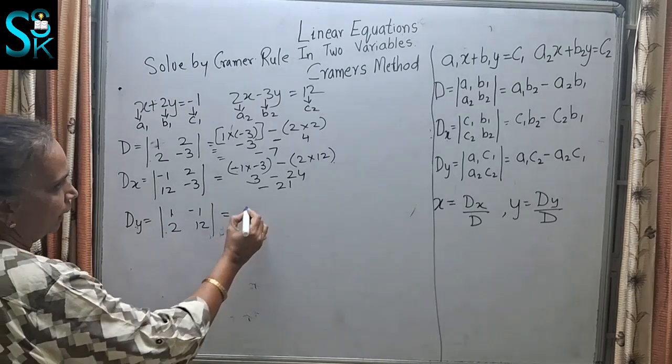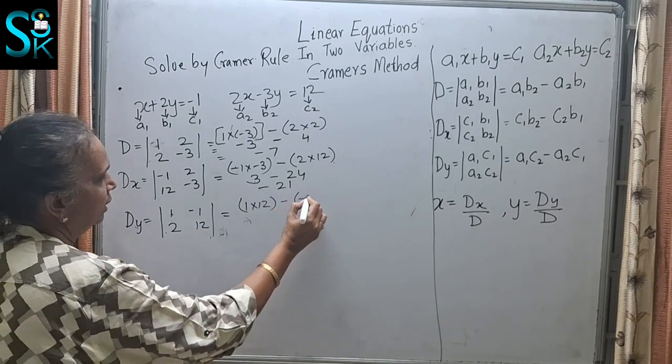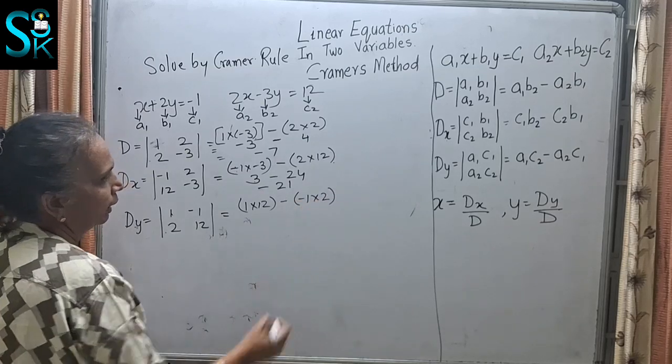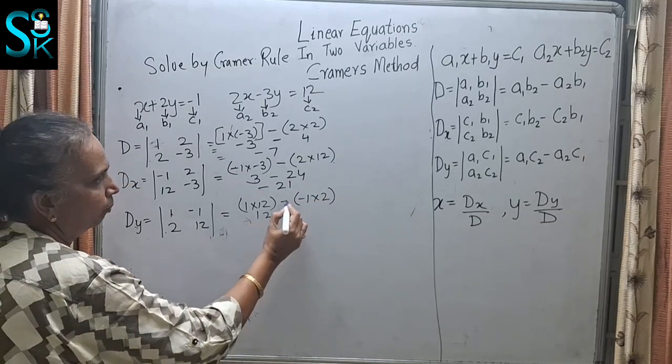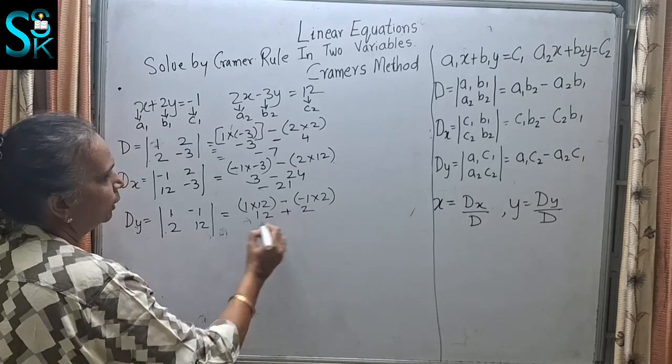Now here again multiply this, 1 into 12, one bracket, minus minus 1 into 2, another bracket. So this is 12, minus into minus becomes plus, 1 twos are 2. So 12 plus 2 is how much?